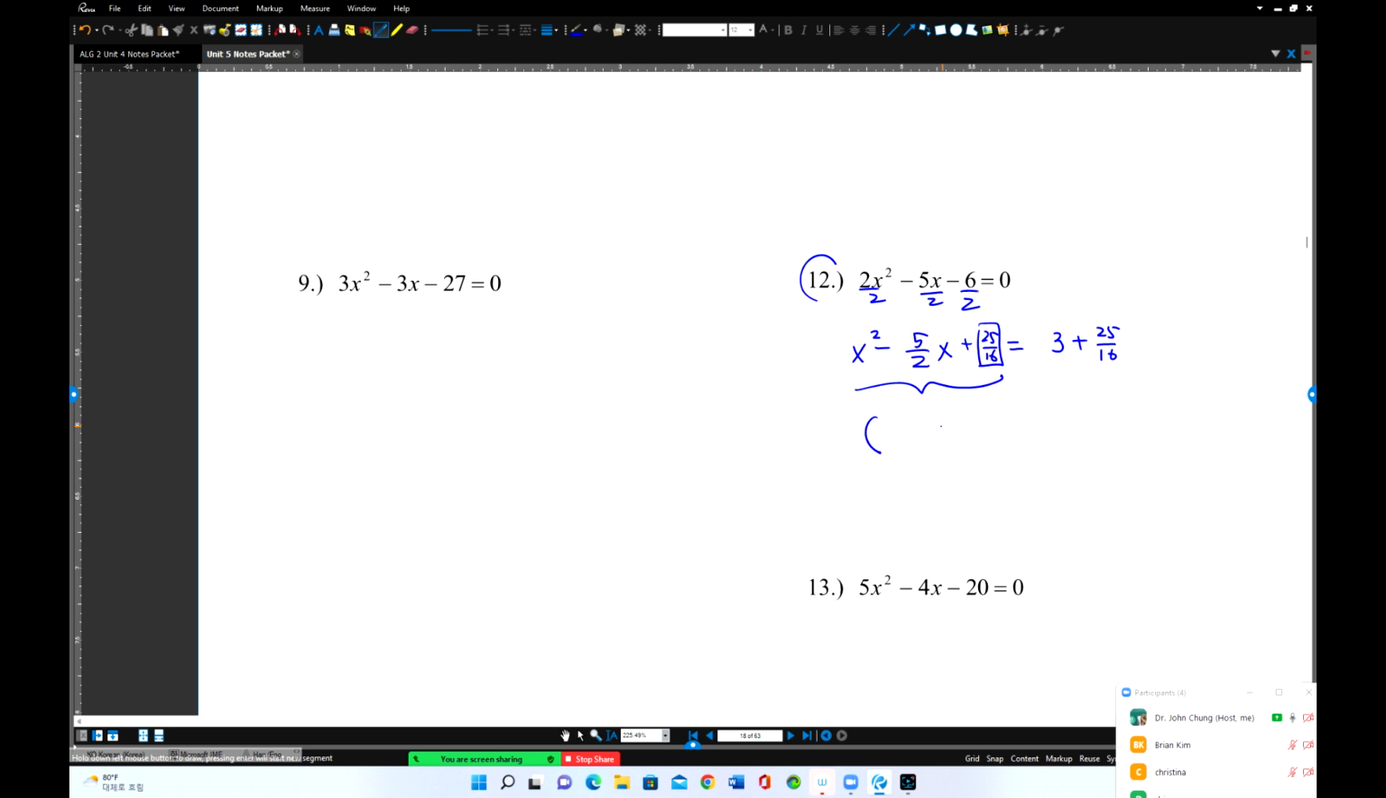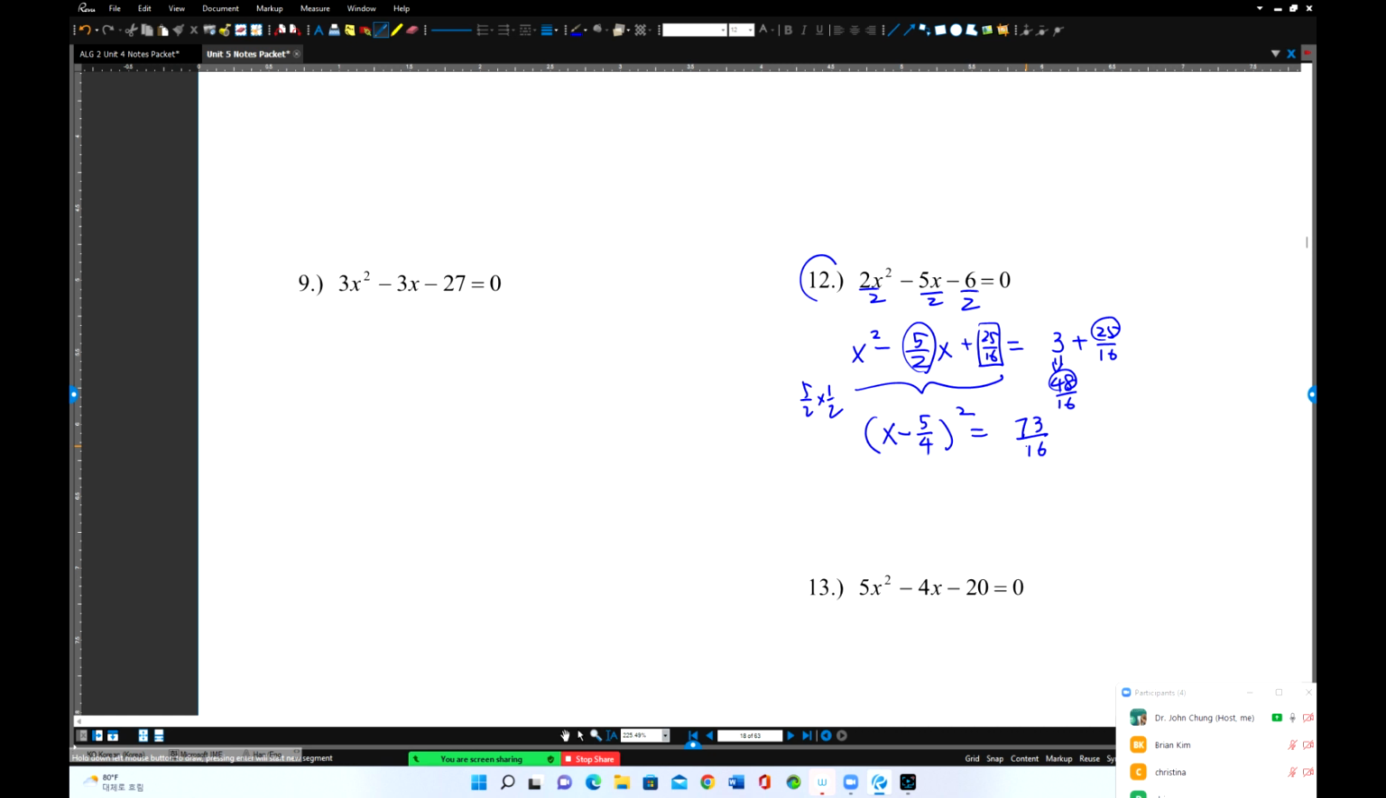This is replaced with a squared number. X minus half of this one is how much? Negative 5 over 4. Half of this one, 5 over 2 divided by 2, right? 5 over 4. Square. Right hand side, how much? 3 plus 25 over 16. 3 is what? 48 over 16. Okay? Alright. 48 plus 25 is what? 73. 73 over 16. That's it.